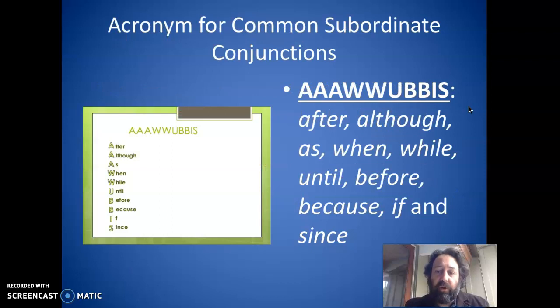A good way to remember your common subordinate conjunctions is AUBIS. I'm sorry, there's not a clearer, better conjunction or acronym. Sorry. AUBIS stands for after, although, as, when, while, until, before, because, if, and the word since, not the word and there. AUBIS.